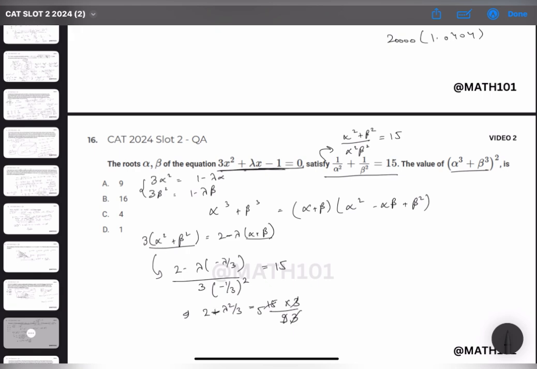We would have a plus here. So lambda square by 3 is equal to 5 minus 2, 3. Lambda square equals 9. Now we have to find this.